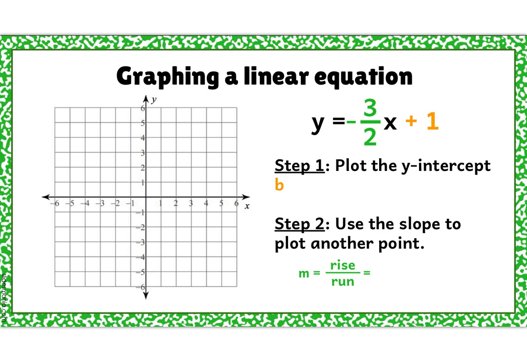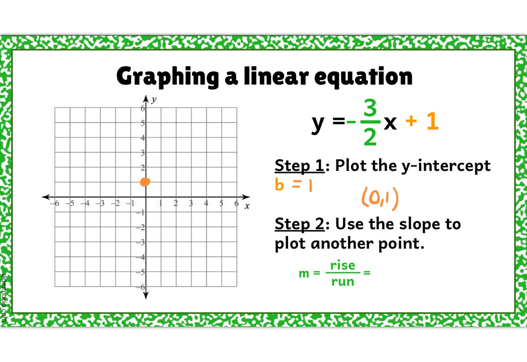So my first step is going to be to identify my b, my y-intercept, in my equation. In this example, my b is my constant, the number 1. So this means I'm going to plot a point at the (0, 1) point. The 0 is what makes it a y-intercept, and the 1 is coming from the y-coordinate. So (0, 1) would be this first point. Remember, think B for begin. That is always the first point that you're going to use.